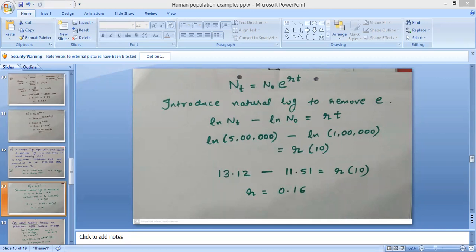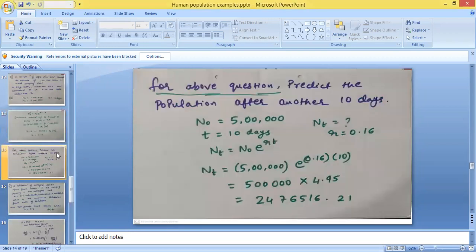Next part is, for the same question, predict the population after another 10 days. Now you see that earlier we were at point 0. At that time the population was 1 lakh. At day 10 the population was 5 lakh. Now they are telling that you do the same thing after 10 days. So from the initial value it is asking for 20 days.